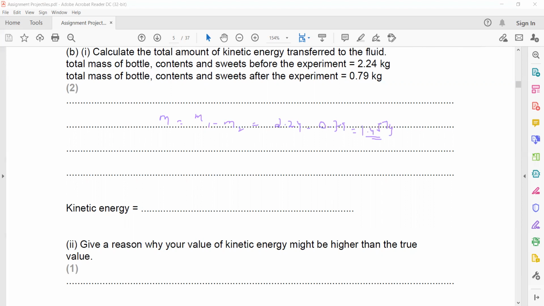That's the total mass. And because we are finding kinetic energy, we use the launching speed, which was 7.5. Horizontal and vertical components of velocity are there, but for kinetic energy we use the speed, which is half mv squared. So half the mass which is transferred, 1.45, multiplied by the launching speed 7.5, squared. This will give us about 40.8 joules. So this is the amount of energy transferred to the liquid.